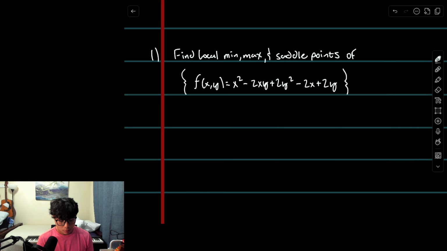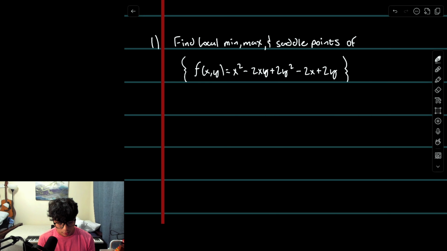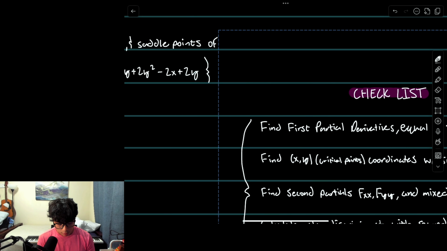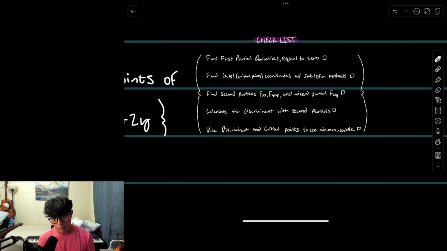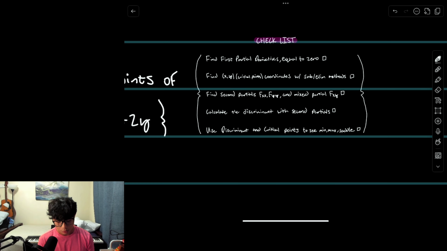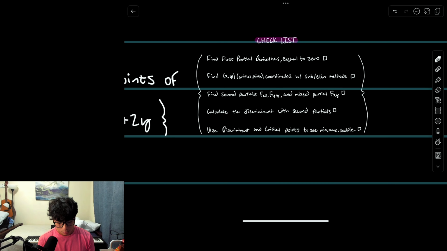Now for our first problem, we are asked to find the local minimum, maximum, and saddle points of the equation f(x, y) equals x squared minus 2xy plus 2y squared minus 2x plus 2y. Now I'll just summon our checklist over here, and I won't make it too big. But according to our checklist, our first step is to find the first partial derivatives and then set them equal to 0. So let's do just that.